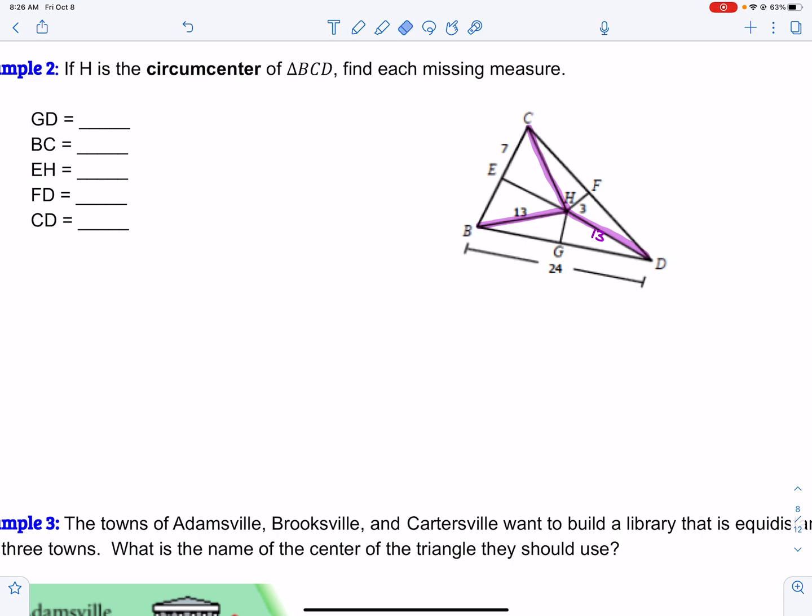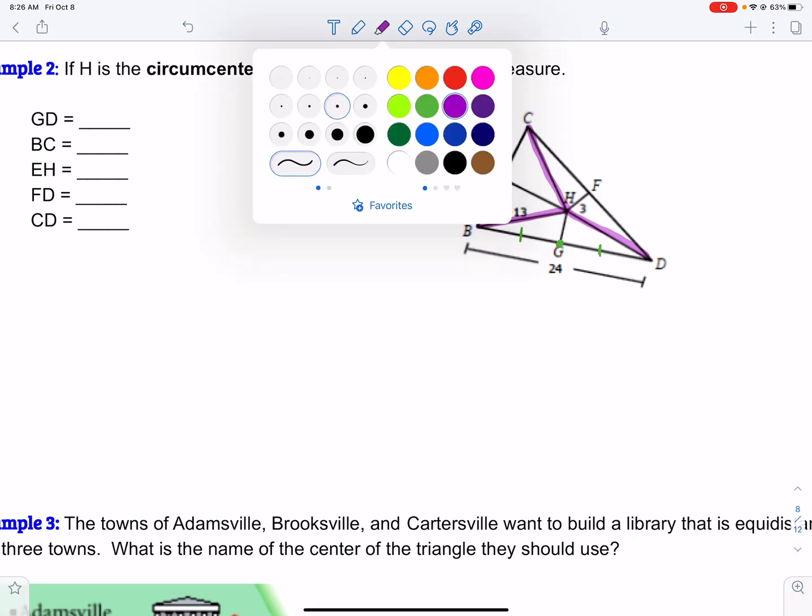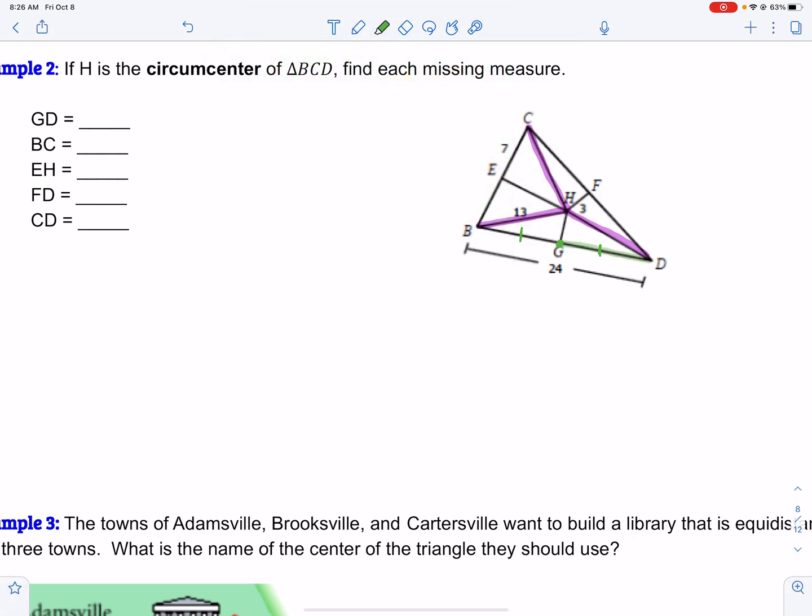Actually, they're asking for GD. That's HD. So let's see. Let's find GD would actually be half of this side over here, which they gave us was 24. So GD would just be 12. Half of 24 is just 12.